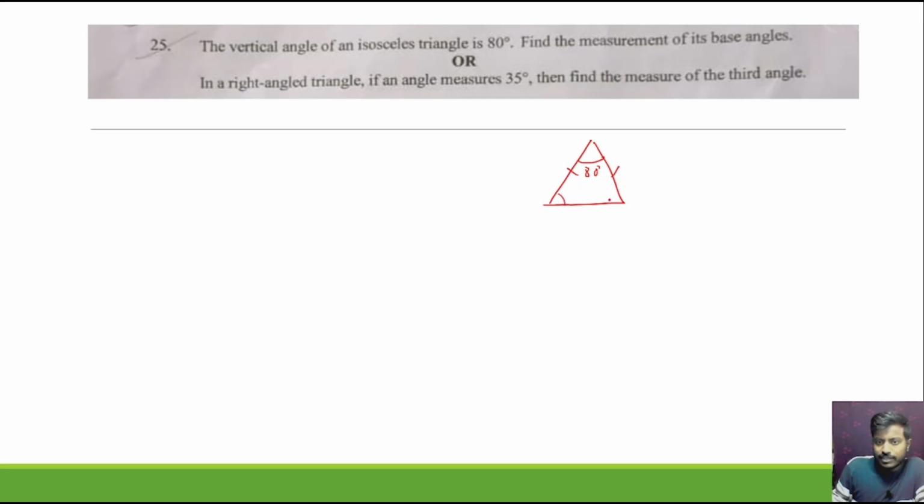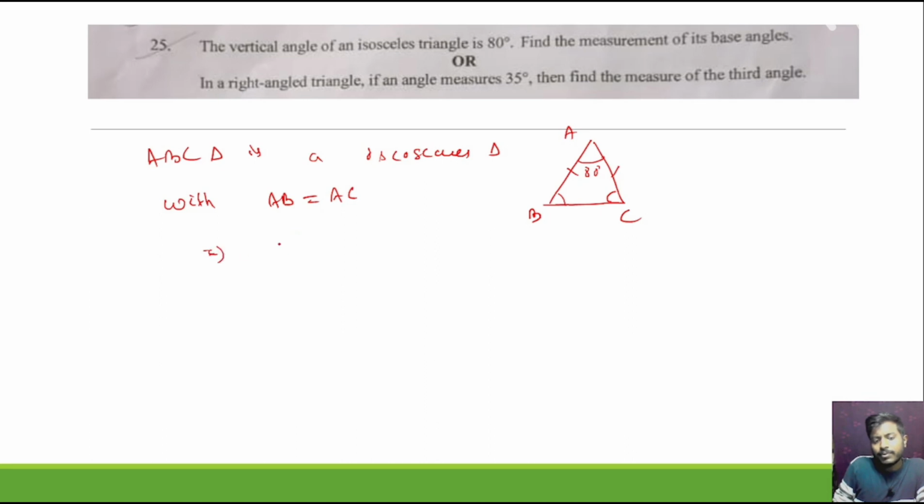So this is ABC. Now write down: triangle ABC is an isosceles triangle with AB equal to AC. Yes or no? We can write that implies angle B equals angle C. Here, opposite sides have opposite angles equal.